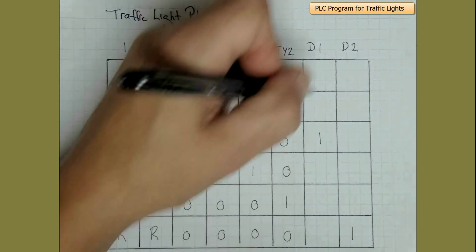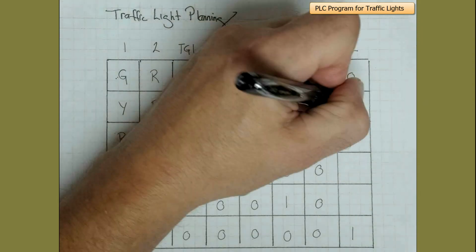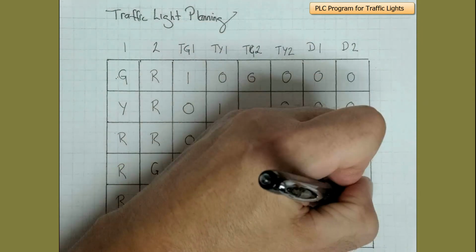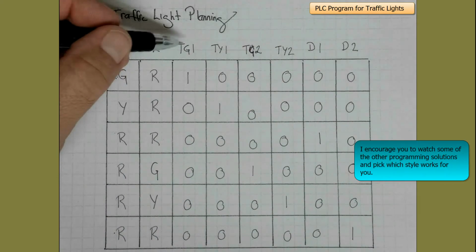Now this is just one method of creating a table for your traffic light solution. I've seen other tables created, and they're just as valid. Sorry about that one there. So now we can take a look at our timers.